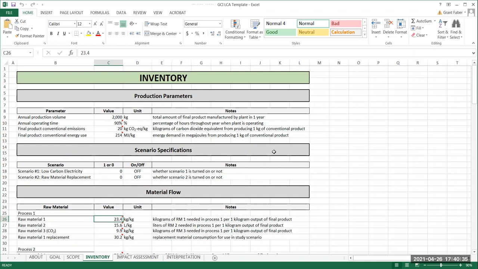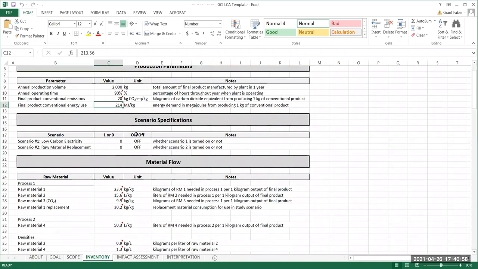So starting to go through these sections here, we have production parameters. So these just represent high-level information about the process, so how much of the final material is being produced, what are the kind of comparison emissions and energy use from the benchmark product, again to be used for comparison. So this is just kind of high-level data that's necessary for the study.